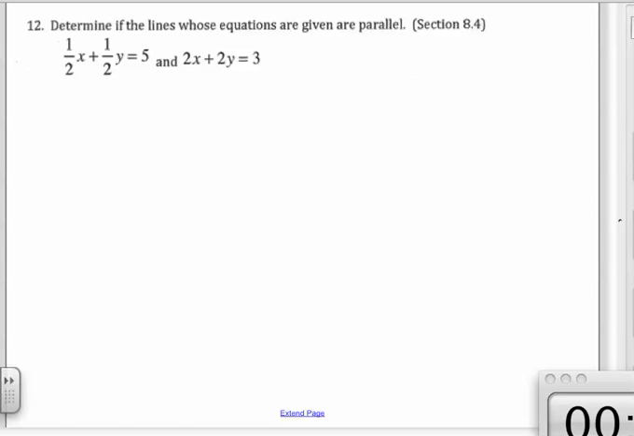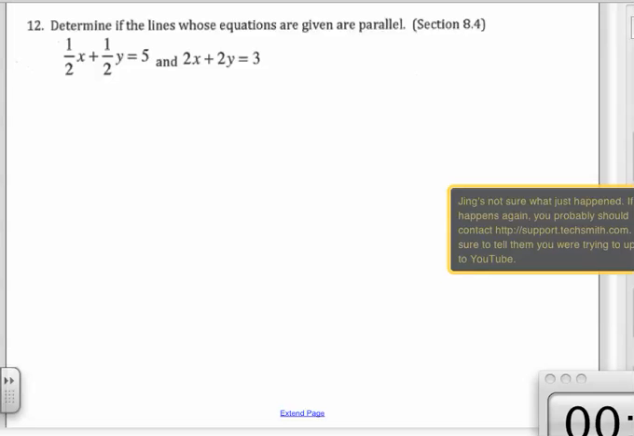Okay, guys, number 12 says determine if the lines whose equations are given are parallel.